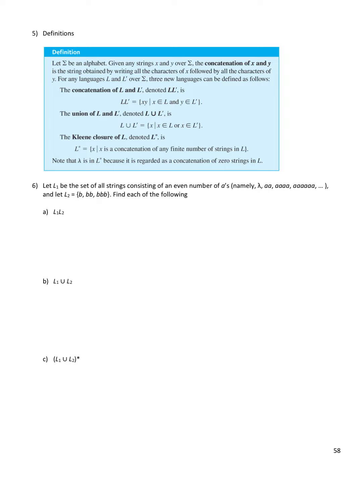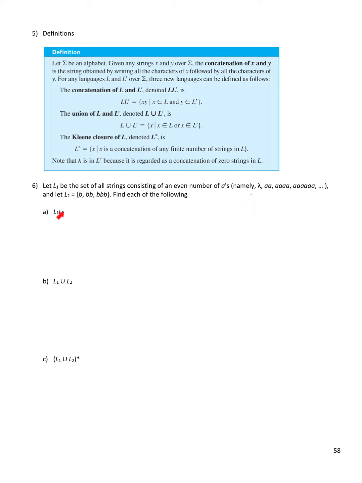Okay, so let's let L1 be the set of all strings consisting of an even number of A's. So that means it includes lambda, because lambda has 0 A's in it. It has no characters at all. AA or AAAA, where there's 4 A's or 6 A's. And then we're going to let L2 be the set B, BB, or BBB. So we're going to find each of the following.